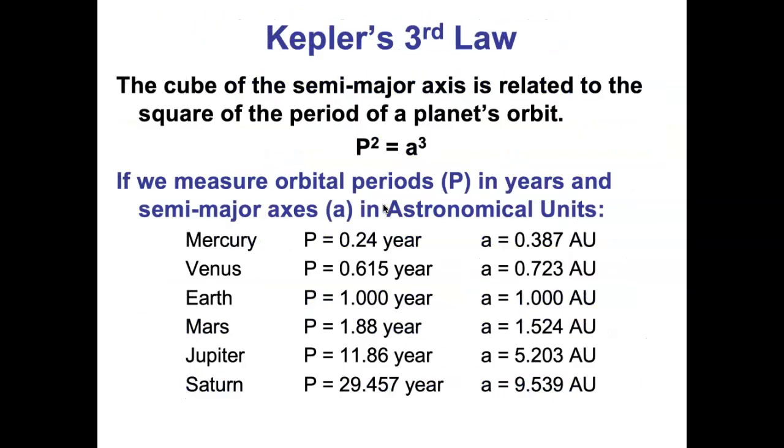Okay? So when I say semi-major axis, all you need to think is average distance. The semi-major axis of a planet's orbit is just the average distance between that planet and the sun.